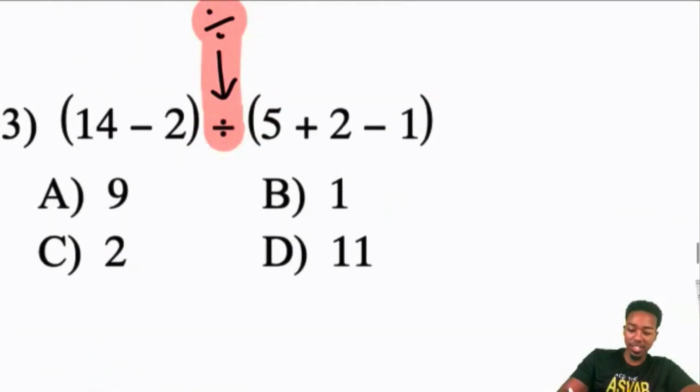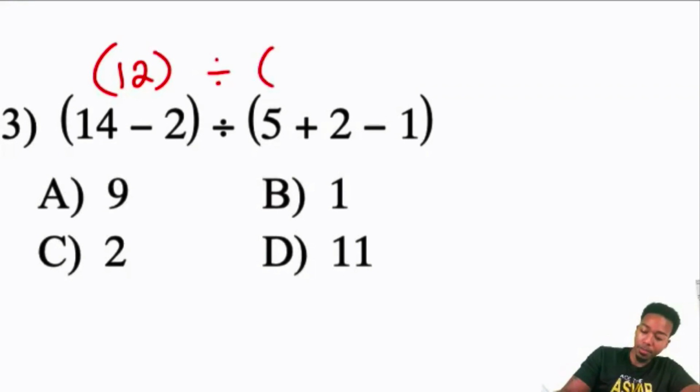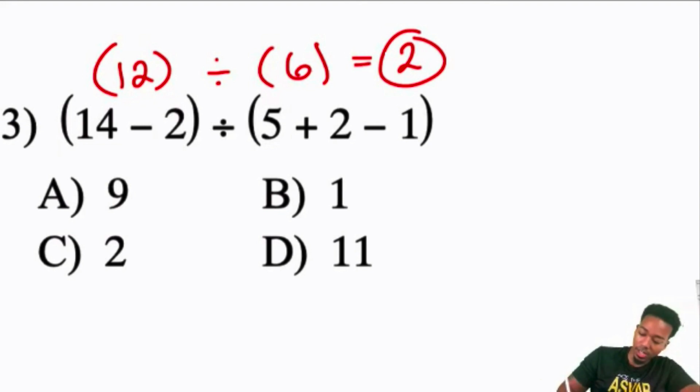Number 3 coming up here. That was a division symbol. Kayla, thanks for letting me know about that. Sorry about that. So here, number 3, we've got this divided by all this. So what that tells me is figure out this parentheses, figure out that parentheses, and then straight up, go ahead and divide. So we got 14 minus 2. That's going to be 12. Then we're dividing by 5 plus 2. That's going to be 7. Minus 1 is 6. So we have 12 divided by 6. That is 2. That is C.